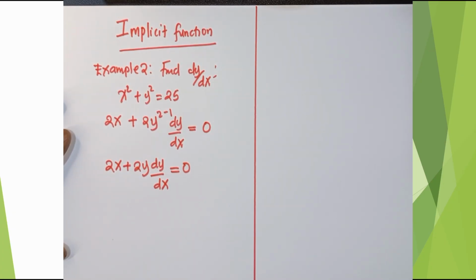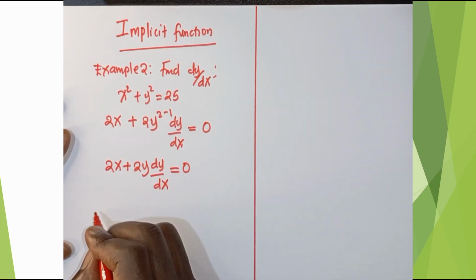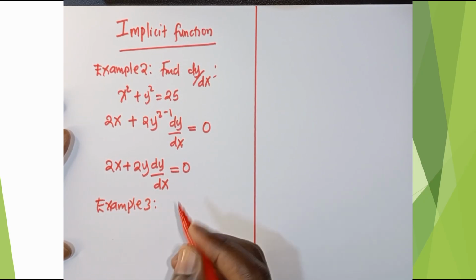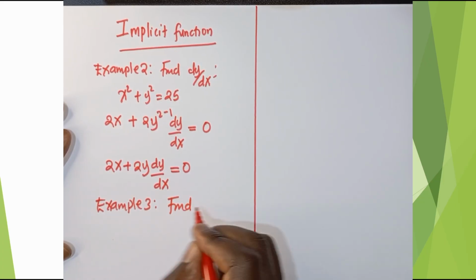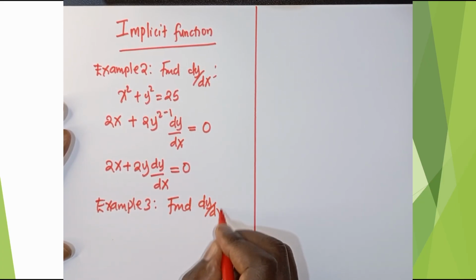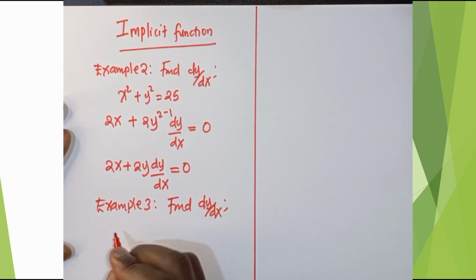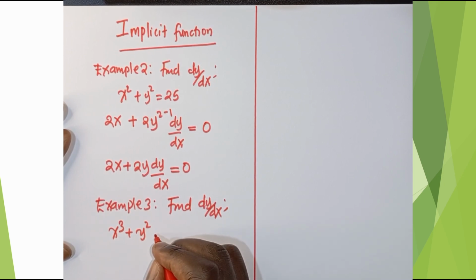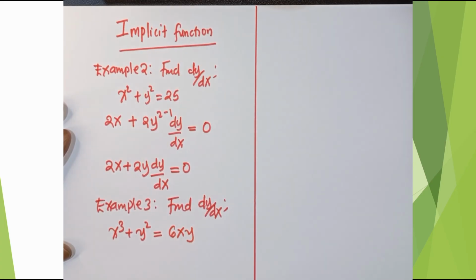Now let us see another mixed one. For example, example 3, find dy by dx. If you have x power 3 plus y squared is equal to 6xy. Now to differentiate this, let us change this to y cubed.